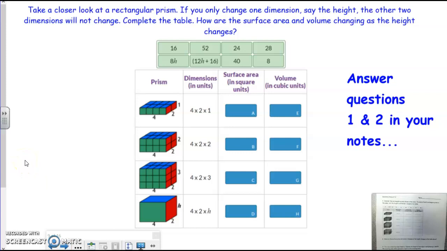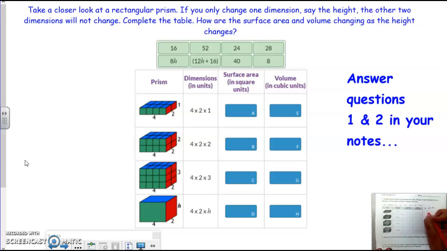So the first thing we're going to do is look at this rectangular prism, and you'll notice that the prism starts off with a height of 1, then a height of 2, and then 3, and then eventually it goes to h, which means it could be anything. So let's go through and find the surface area and the perimeter for each one. For the first one, we know that to find surface area, it's 2 times big B plus pH, which is your lateral area. This is the area of your bases.